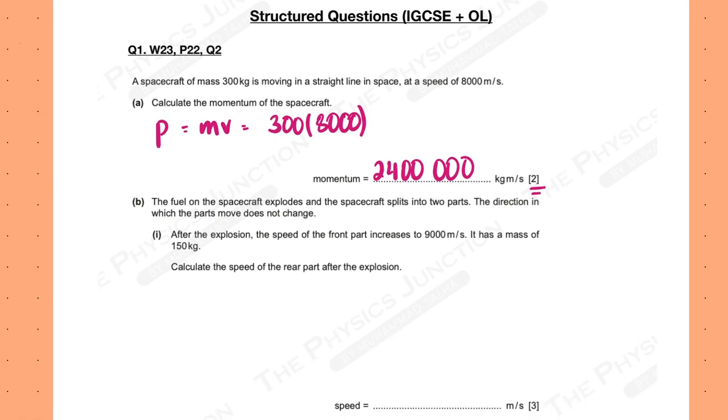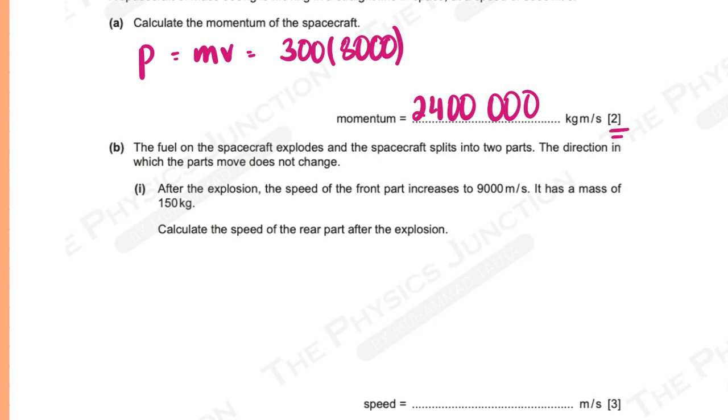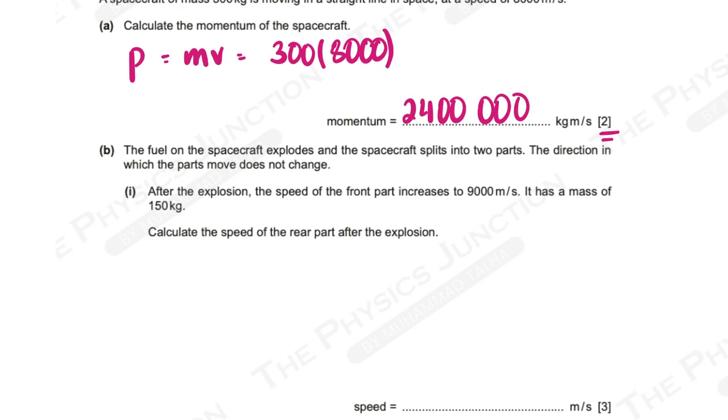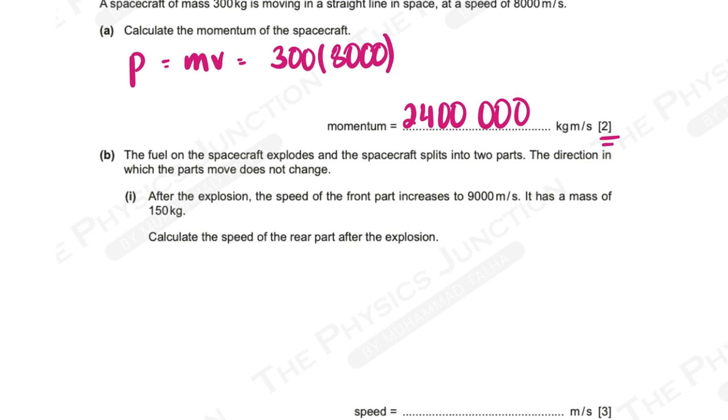Next, fuel on the spacecraft explodes and the spacecraft splits into 2 parts. The direction in which the parts move do not change. Let me zoom in here a bit more. So it has a mass. After the explosion, the speed of the front part increases to 900 meters per second. It has a mass of 150 kg. Calculate the speed of the rear part after the explosion.